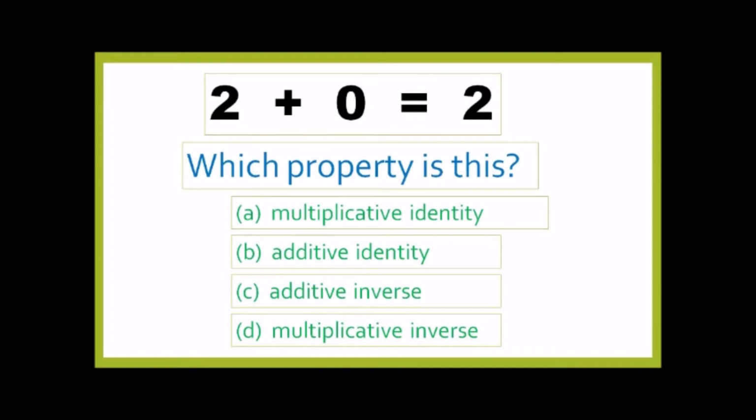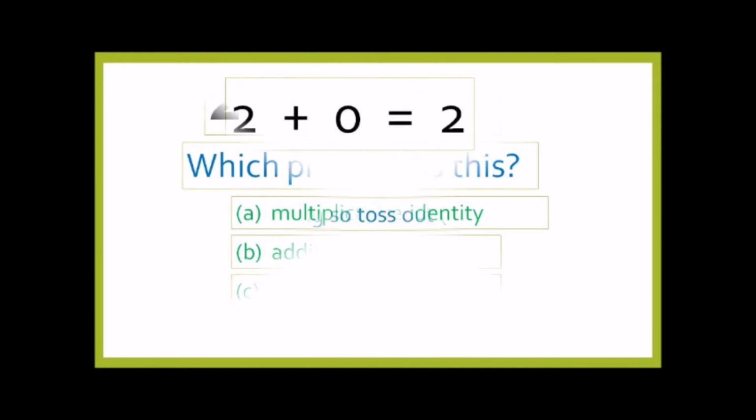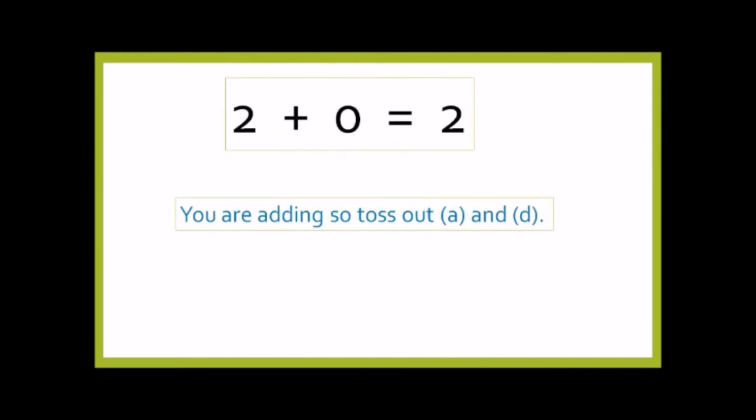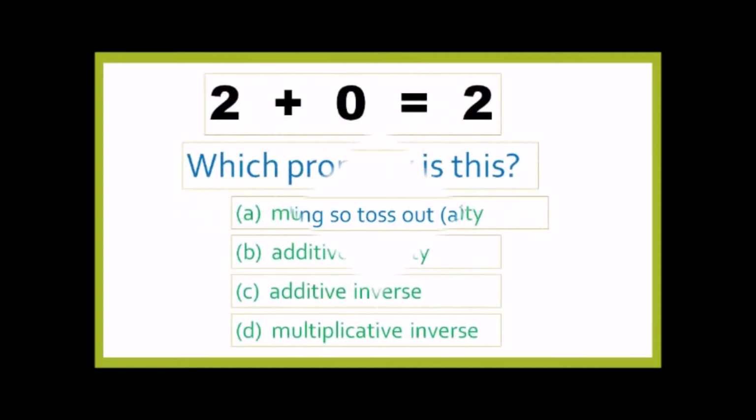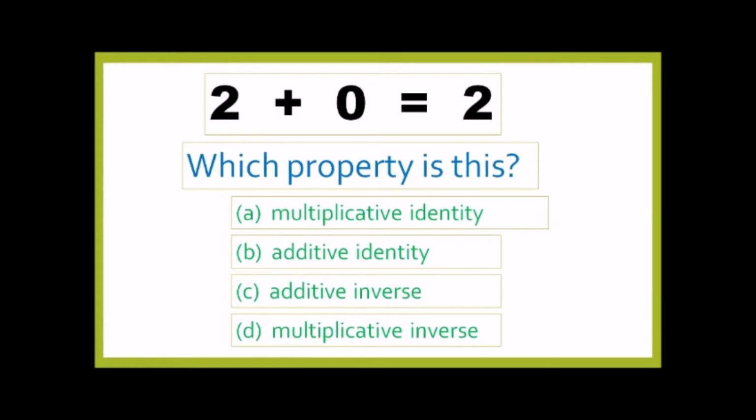So take a guess if you don't know what it is right away, and see if you can come up with the answer. Right away, we know that we can toss out some of the wrong answers. They're just put in there to confuse you. So let's toss out A and D right away, and we'll pull them back up and see why we are tossing out A and D. A, multiplicative identity, you're not multiplying, that goes. D, multiplicative inverse, you're not multiplying. So you can toss those two out.